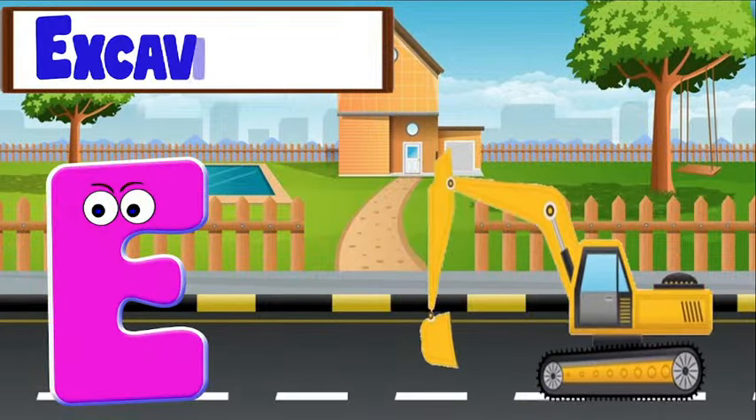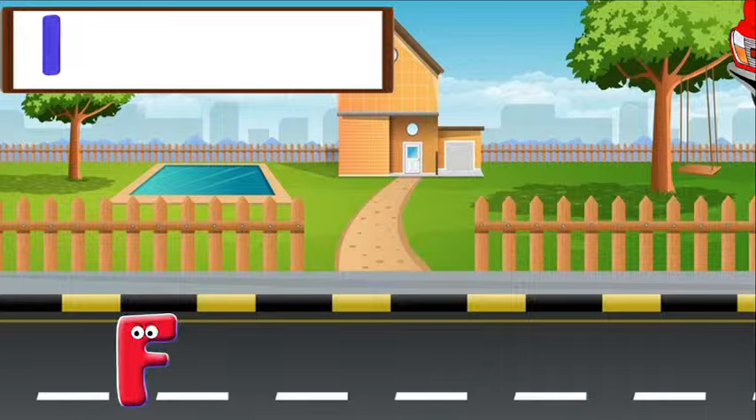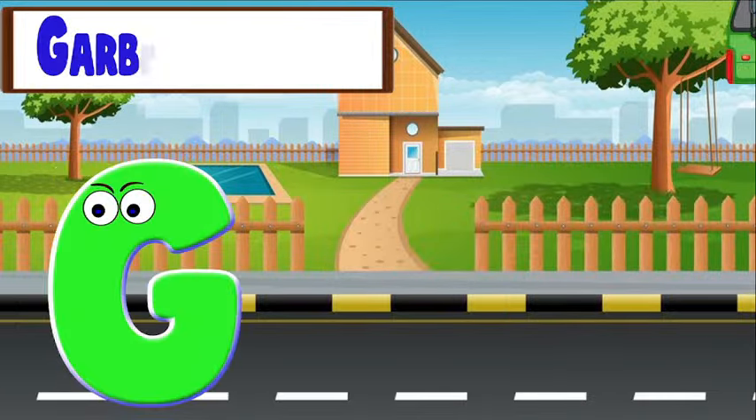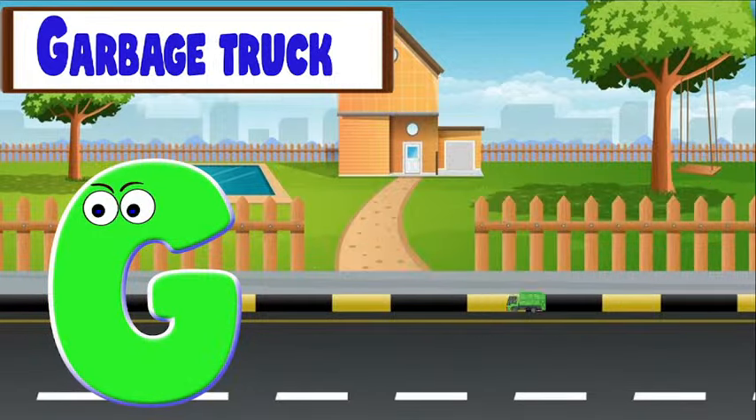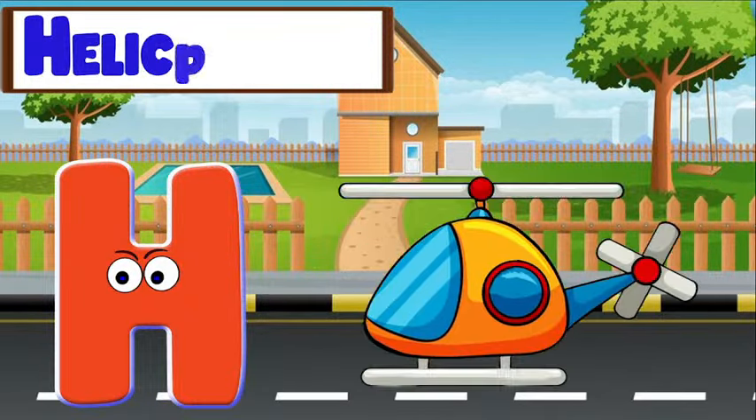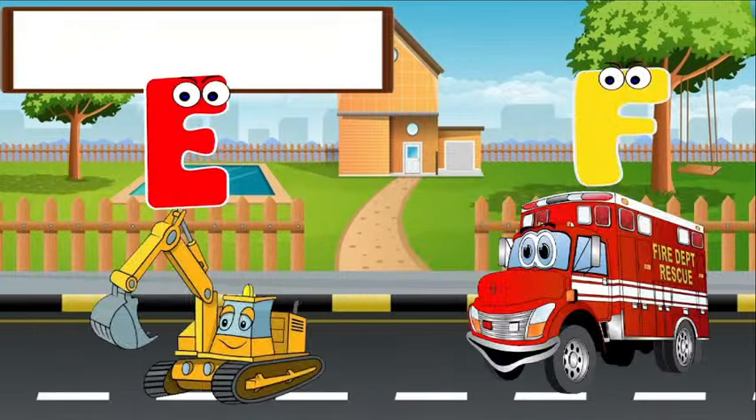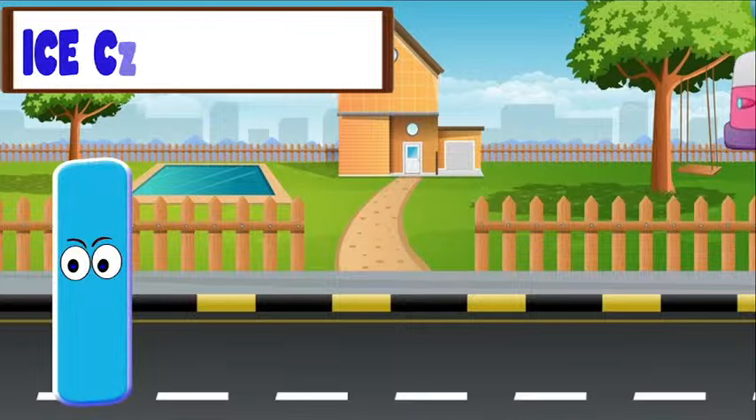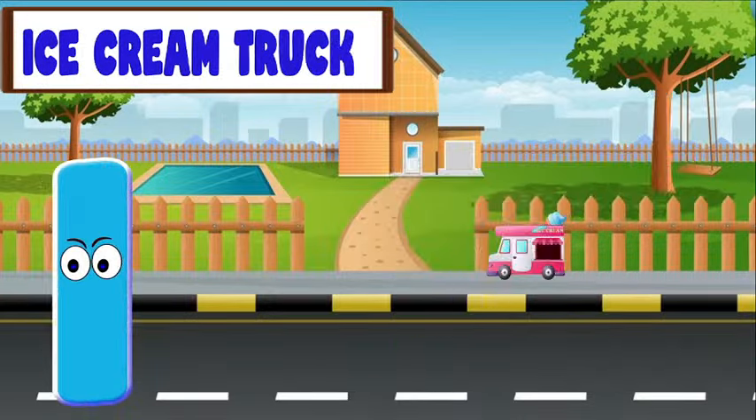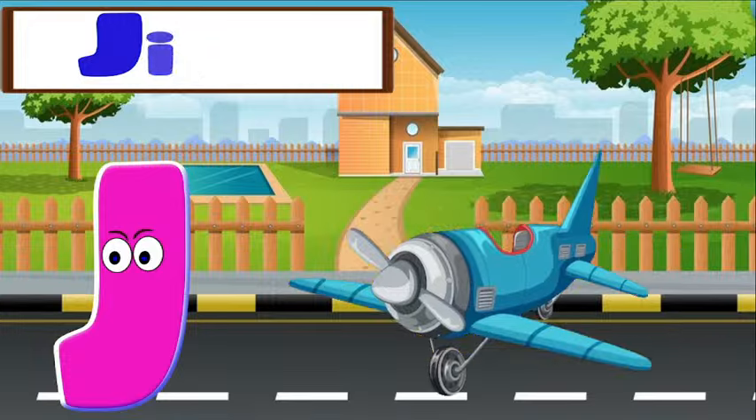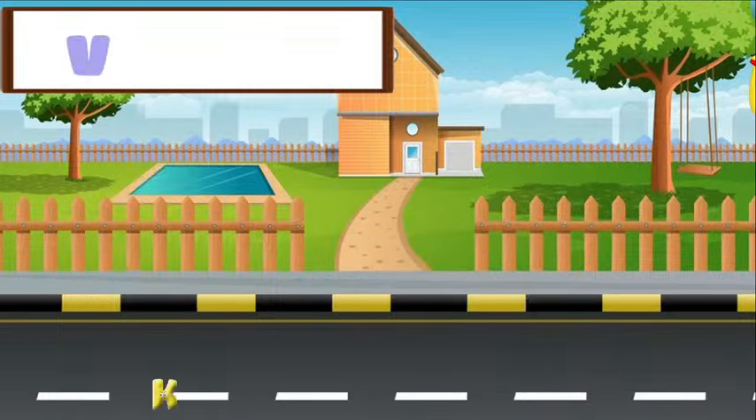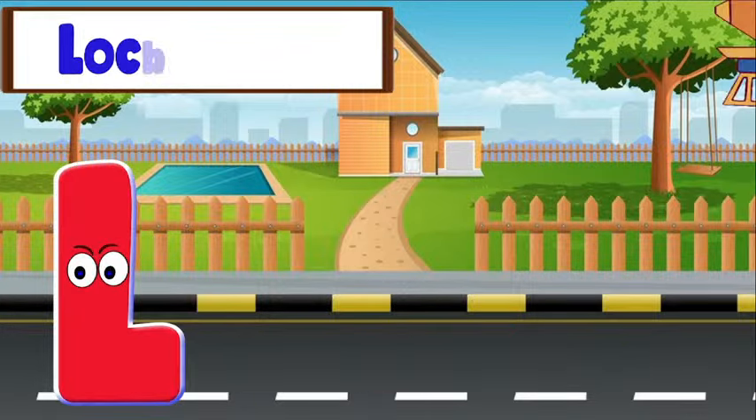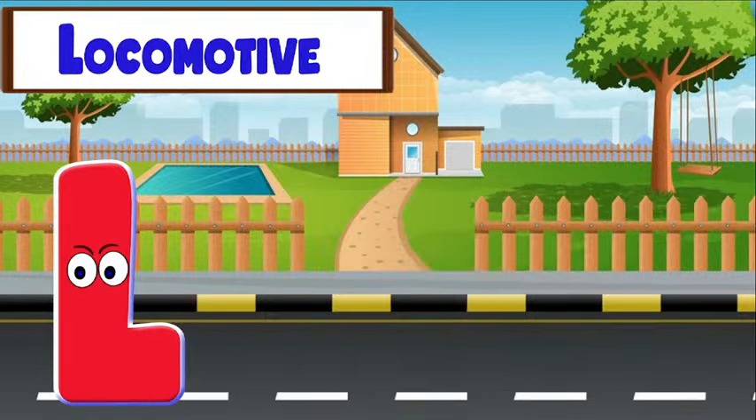E is for excavator. F is for fire truck. G is for garbage truck. H is for helicopter. I is for ice cream truck. J is for jet. K is for kayak. L is for locomotive.